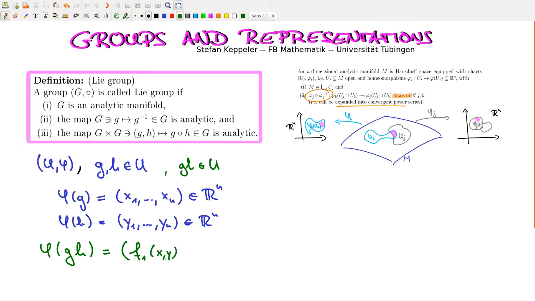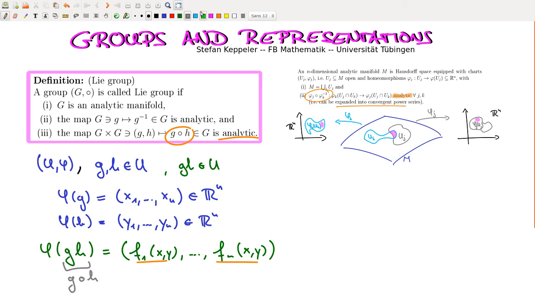So these coordinates now are analytic functions of the x's and the y's. So that's what it means that this map is analytic. It means that these functions here are analytic functions of the x's and y's. Oh, and I see here that I wrote GH instead of G circ H. I don't need a symbol for the group operation here.